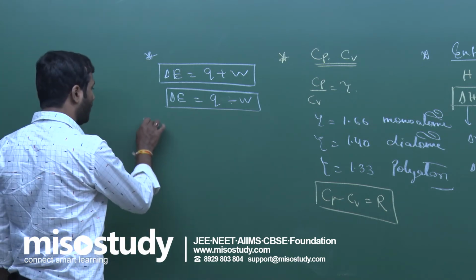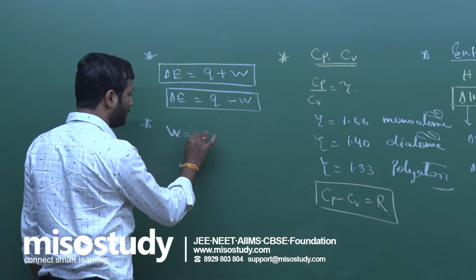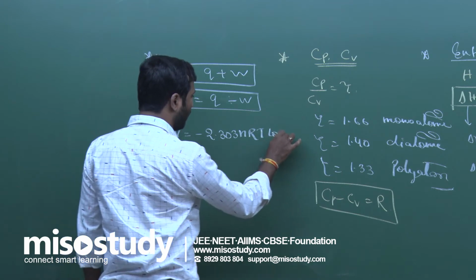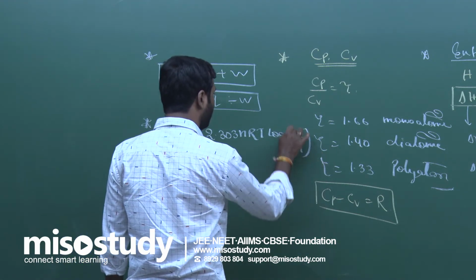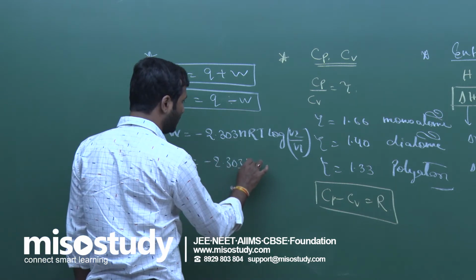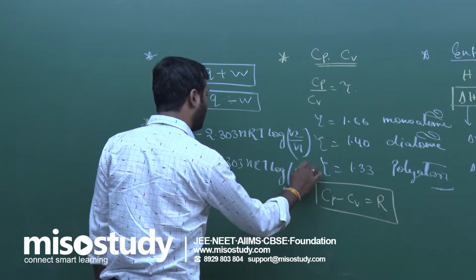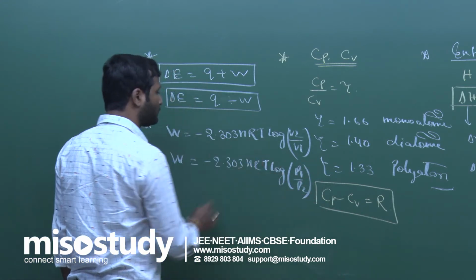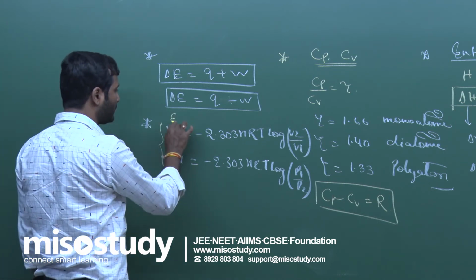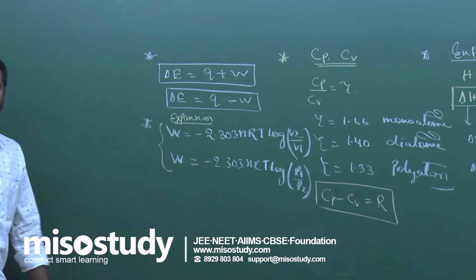Now work done in isothermal reversible expansion. What is the expression? W is equal to minus 2.303 nRT log V2 upon V1, and work done is also equal to minus 2.303 nRT log P1 upon P2. Now this is the case of expansion. Again I am repeating, this is the case of expansion.